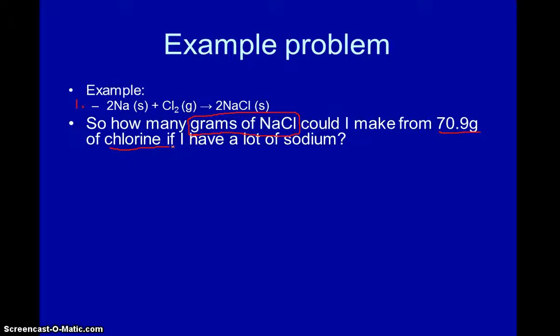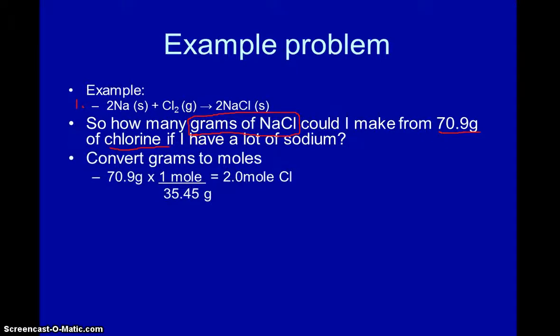So we've already done step 1. We've balanced our equation. Step 2, we have to convert from grams to moles. So remember, the gram label we want to cancel out. So this is our molar mass. This is where I found it right off the periodic table.